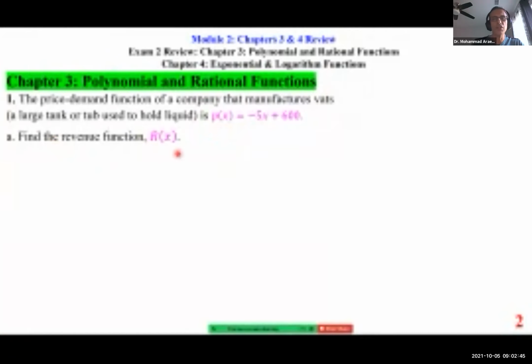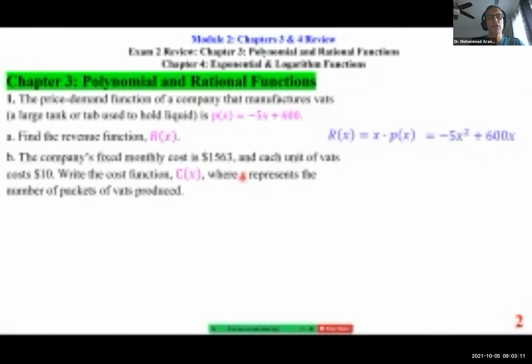Revenue function, by definition, is the number of units times the price. So x represents the number of units sold, and the price is given as minus 5x plus 600, and their product is minus 5x squared plus 600x. This is the revenue function.